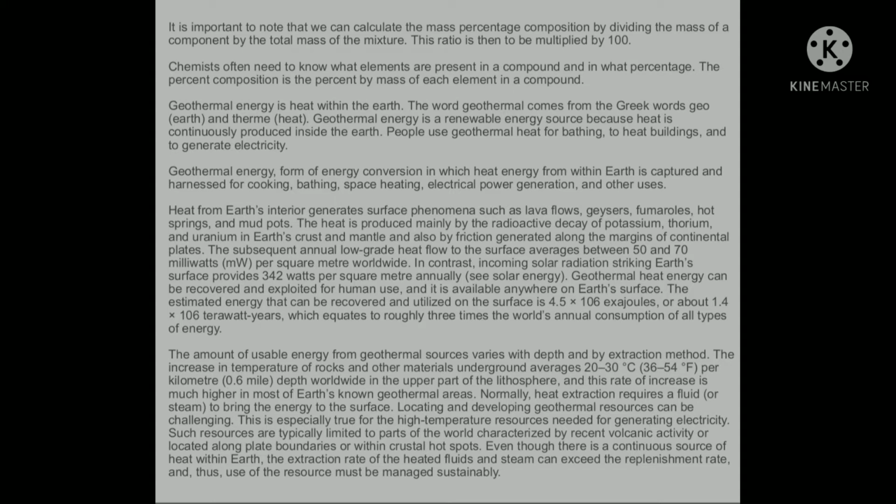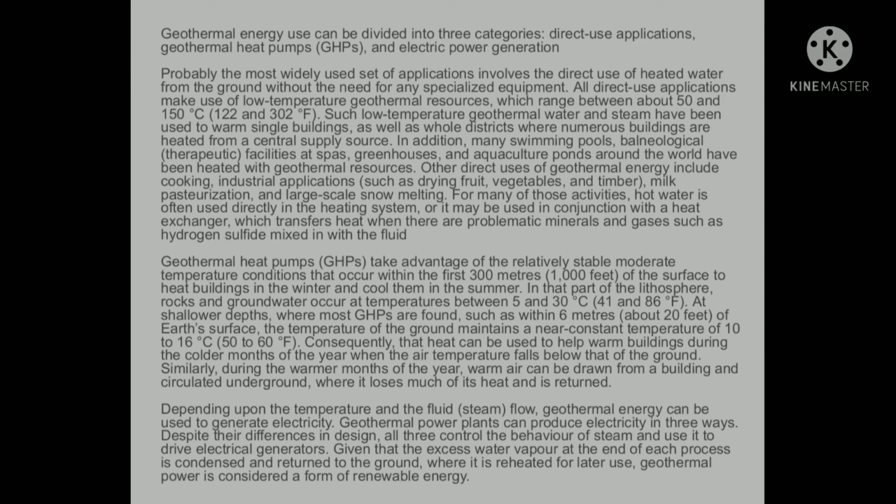The resulting annual low-grade heat flow from the surface averages between 50 and 700 kilowatts per square meter worldwide. In contrast, incoming solar radiance striking Earth's surface provides 342 watts per square meter. Annually, geothermal heat energy can be recovered and exploited for human use and is available everywhere on Earth's surface. The estimated energy that can be recovered and utilized on the surface is 4.5 times 10^6 exajoules, or about 1.4 times 10^6 terawatt-years, which equates to roughly 3 times the world's annual consumption of all types of energy.